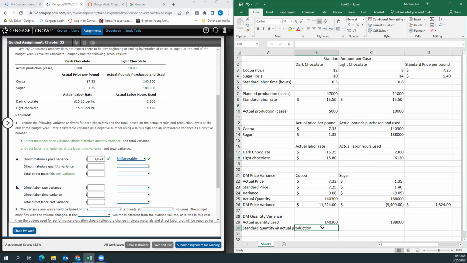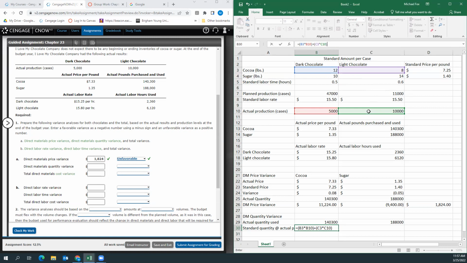we need to know the standard quantity for cocoa, and that is going to be the number of pounds of cocoa per case times the actual number of cases for dark chocolate plus the standard amount of cocoa. Whoops, I should put that in parentheses. I'm sorry, yeah, standard amount of cocoa for light chocolate per case times the actual number of cases.